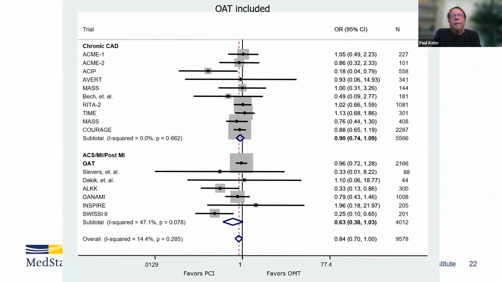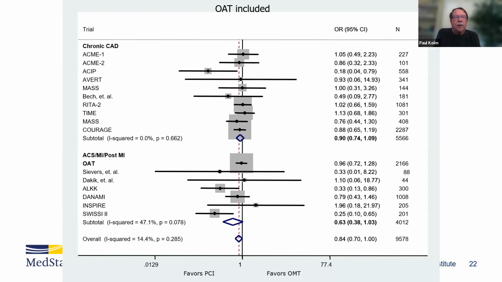So this is the forest plot redone again with the two groups of patients, except now we've added the OAT trial. You can see that this changes things quite a bit. If we include the OAT trial, then there's no longer a benefit of PCI. The odds ratio is 0.63 and 1 is included in the confidence interval, so that would not be statistically significant.